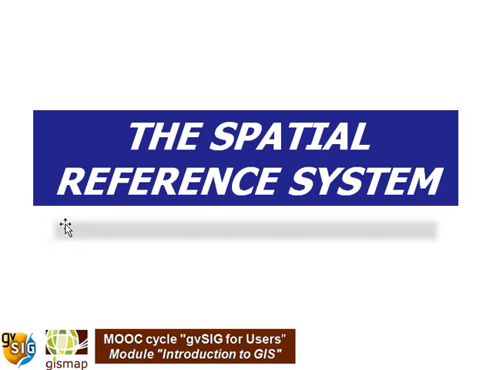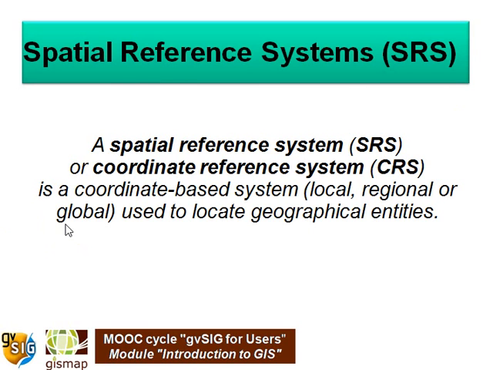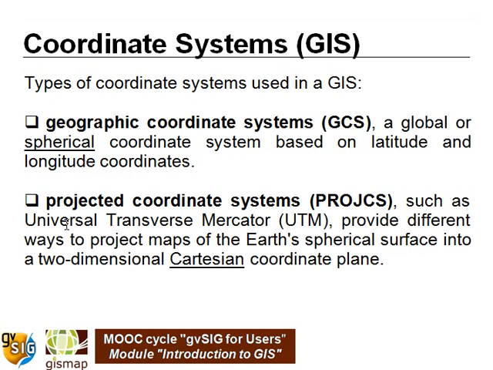So first of all, let's see what a spatial reference system is, also known as a coordinate reference system. That is a coordinate-based system, local, regional or global, used to locate geographical entities. And coordinate systems in GIS basically are of two different types.